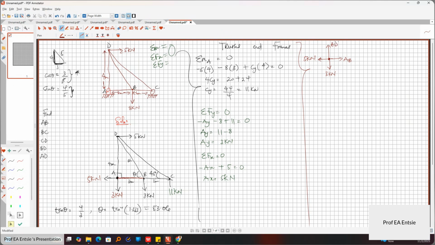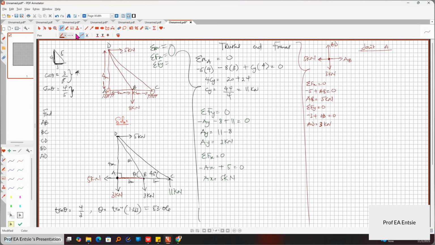So now let's find the forces. Summation of forces in x is 0. So we can say minus 5 plus AB is equal to 0, and AB will be equal to 5 kilonewton. You can even see this by inspection, right? Then summation of forces in y is also equal to 0. So minus 3 plus AD is equal to 0, and AD will be equal to 3 kilonewton. Now that you have gotten these, we move on to joint B. So here is joint A.